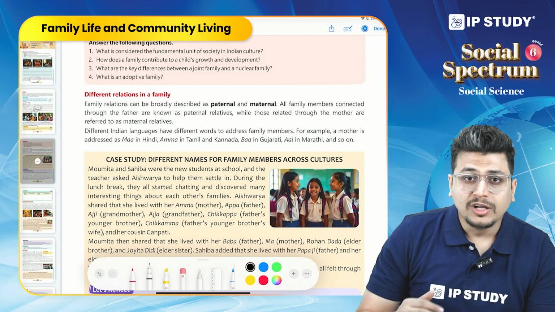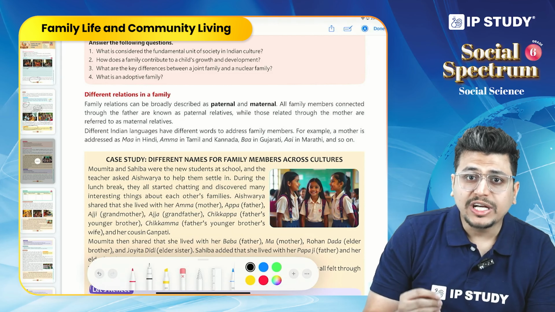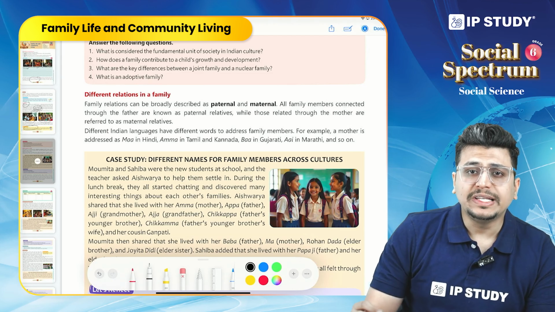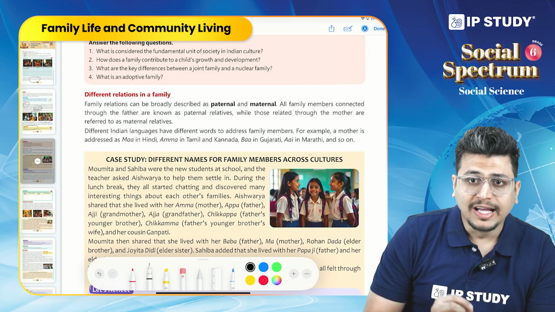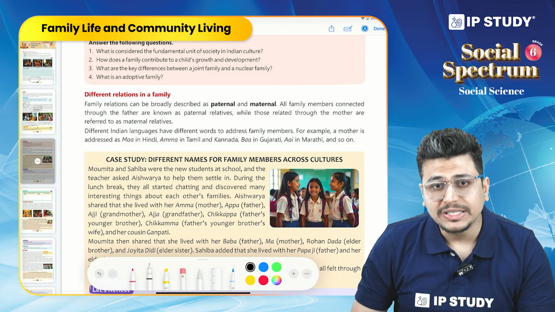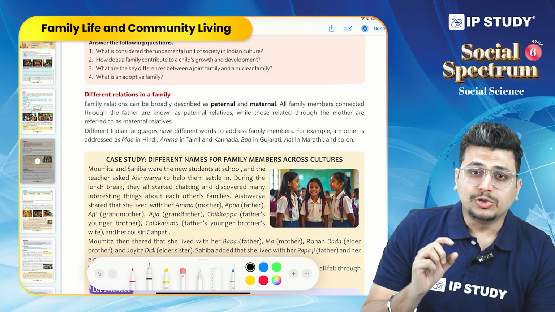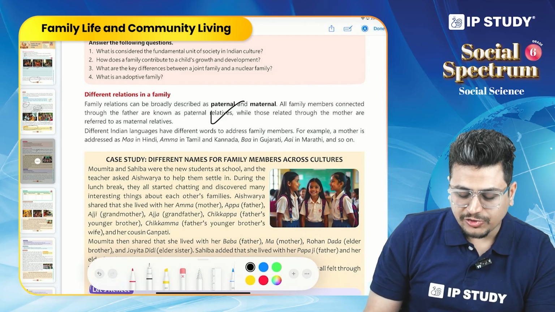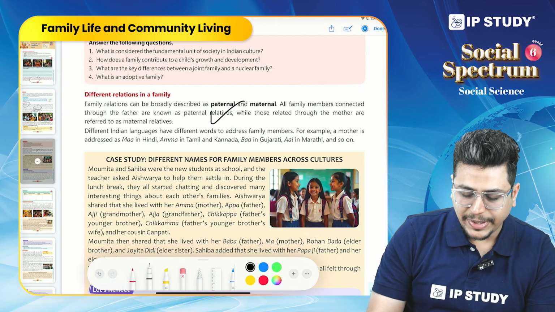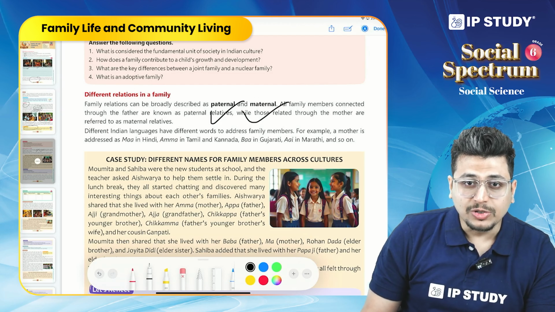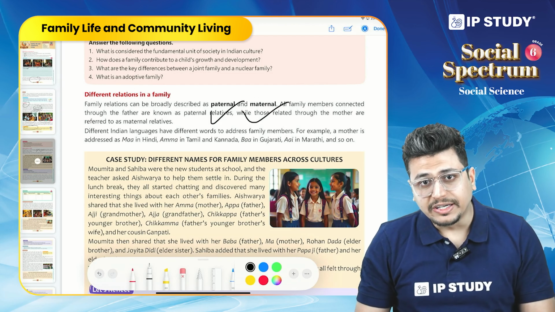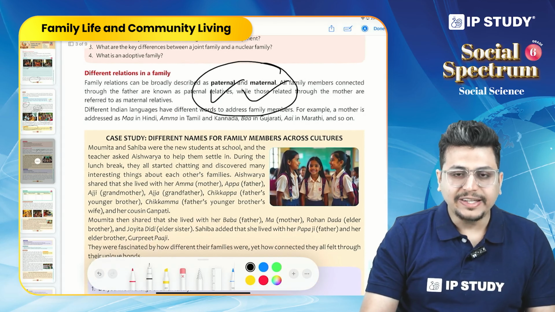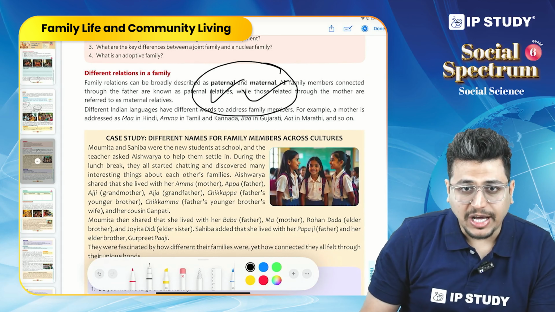Moving ahead, we also have to understand how there are different relations in a family. Now you would be having some relatives from your father's side and some relations through your mother's side. Those from your father's side are called paternal relations, and those from your mother's side are called maternal relations. So both the relations are very important in our lives. Paternal and maternal are basically two main types of relationships in our family.